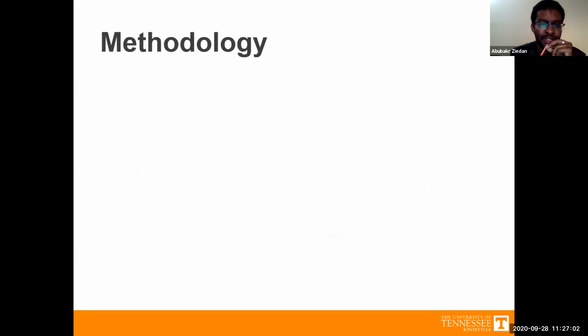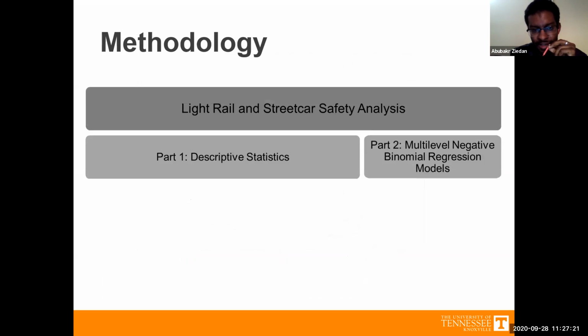So here we'll be discussing the methods that we followed. The first thing I have to mention here is that, as I said, light rail and streetcar were considered the same mode until 2011, so we have to consider that in our analysis. Therefore, we did a two-part method to analyze the collisions and injuries of light rail. The first one is descriptive statistics, and the second one is a multi-level negative binomial regression.